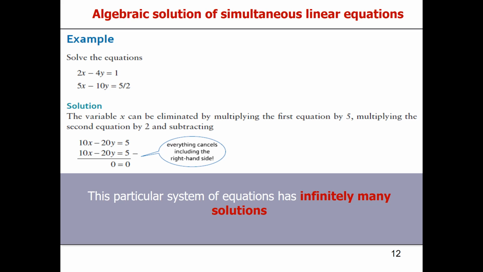2x minus 4y equals 1 and 4x minus 10y equals 5 over 2. Now if we multiply the first equation by 5 and the second equation by 2, then we will get these two equations where the coefficients of x are the same. So multiply equation 1 by 5, you will get 10x minus 20y equals 5, and multiply equation 2 by 2, you will get 10x minus 20y equals 5.